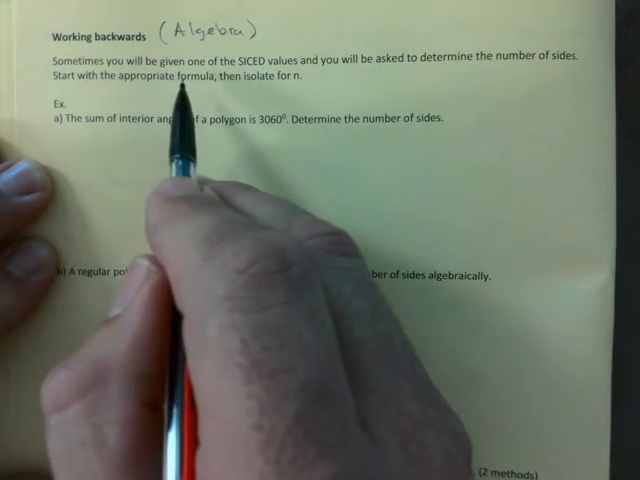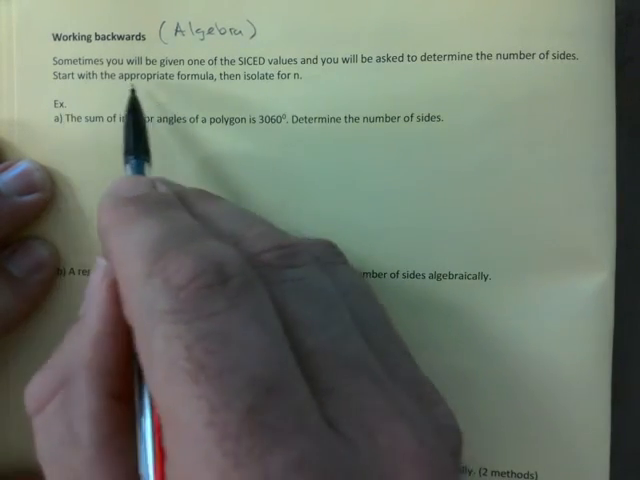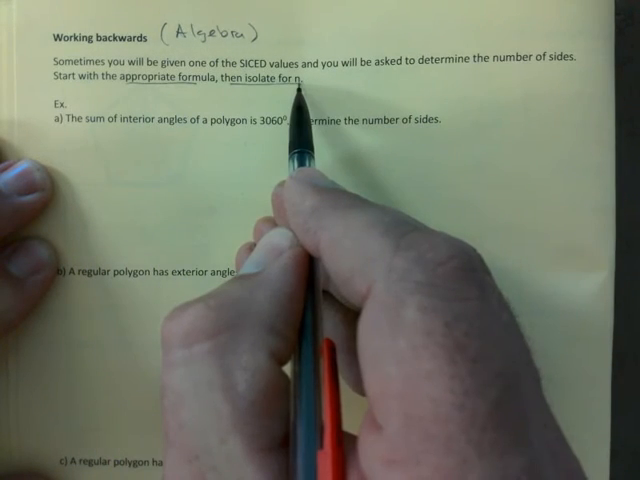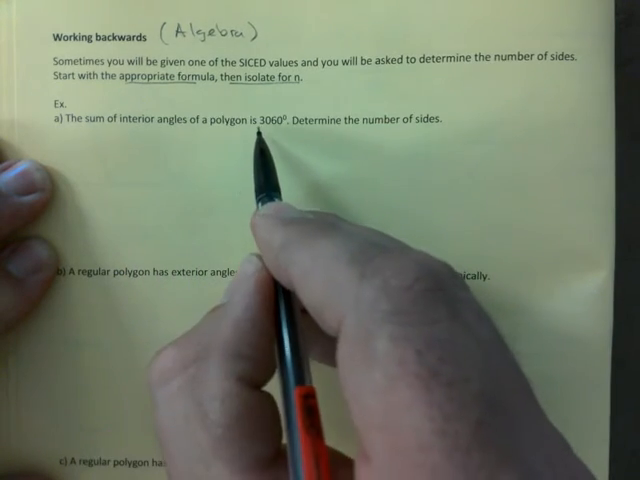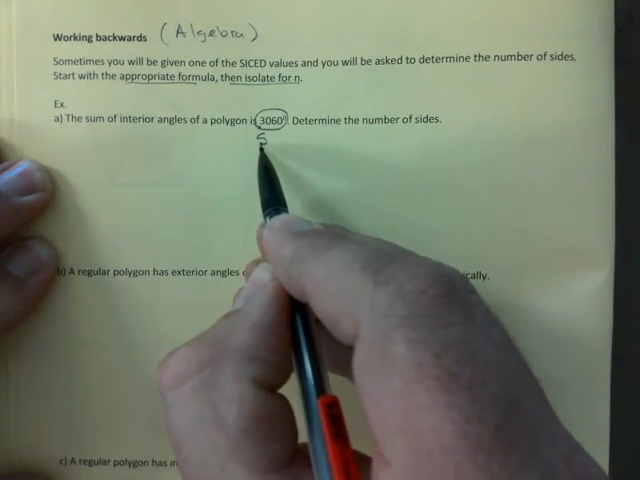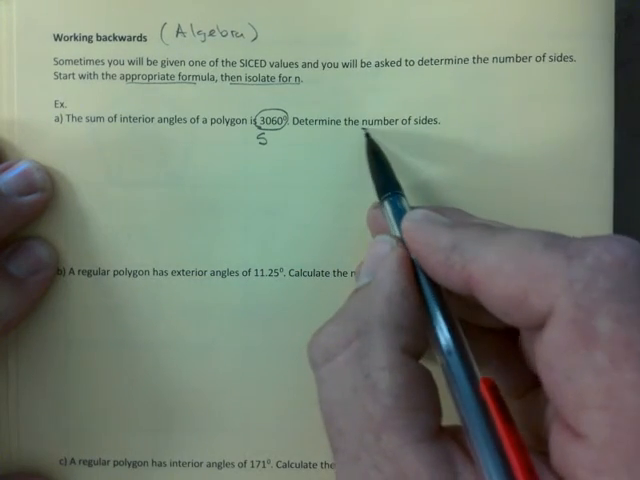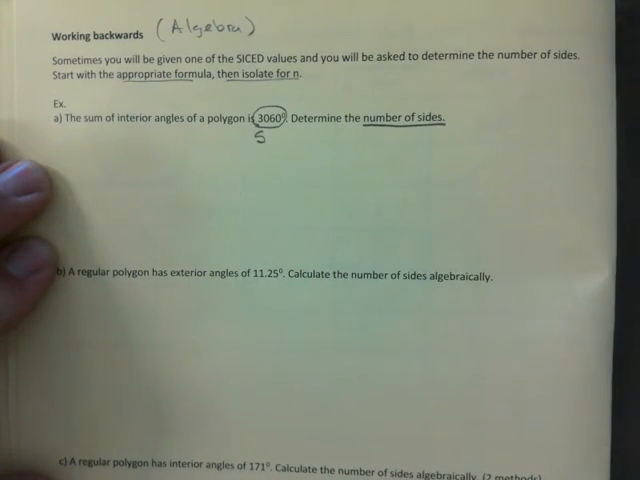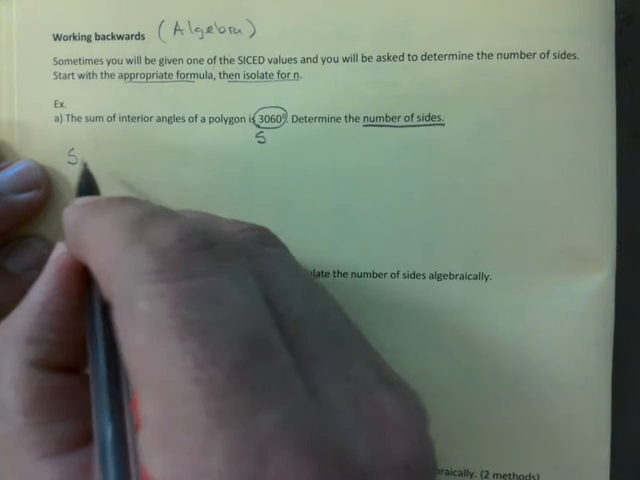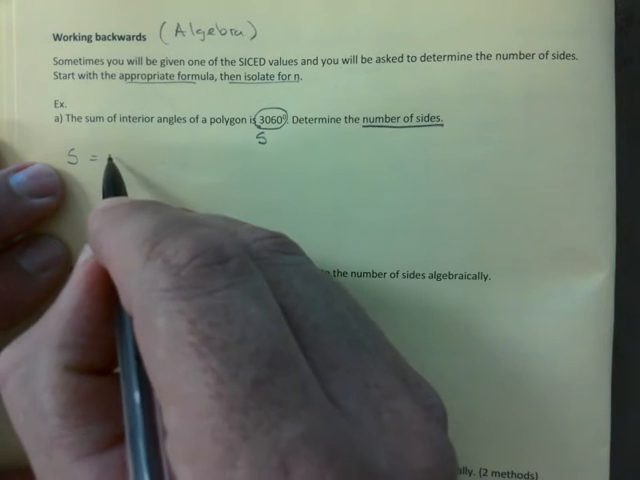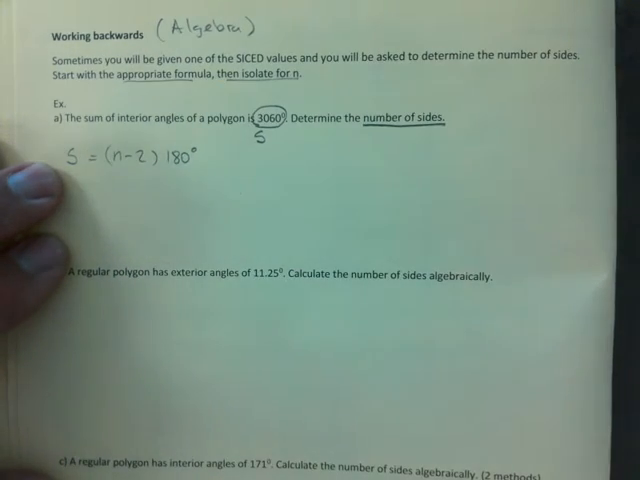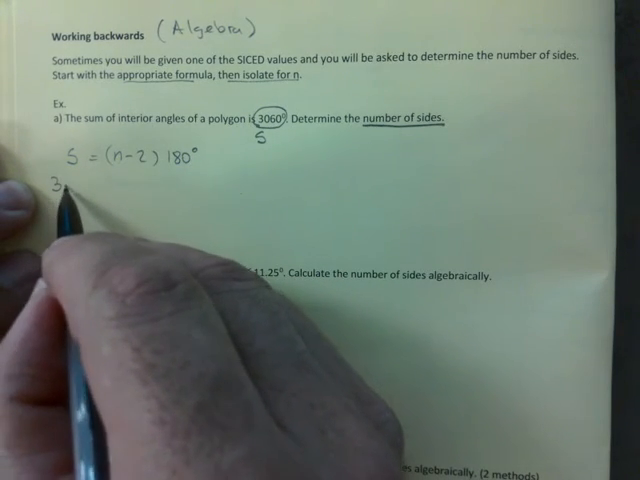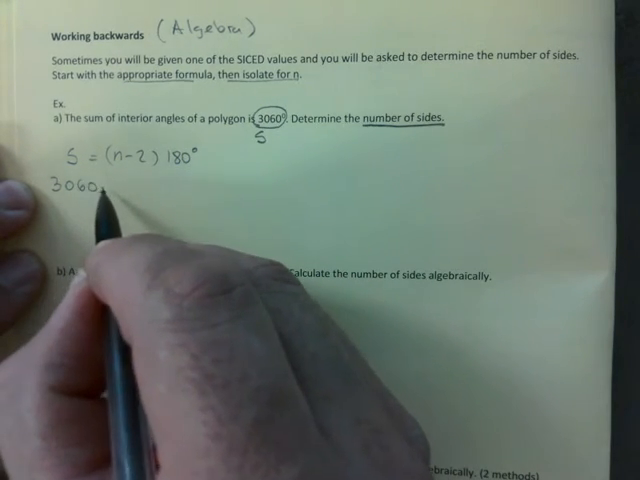Okay, so here we go. Start with the appropriate formula, then isolate for n. That's basically the game plan. So the sum of interior angles of a polygon is this. We know that this is S. Determine the number of sides. So we know that the sum is (n minus 2) times 180. And I might be doing this a little differently than what you're used to, but you'll get the hang of it.